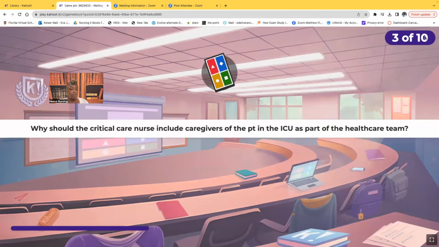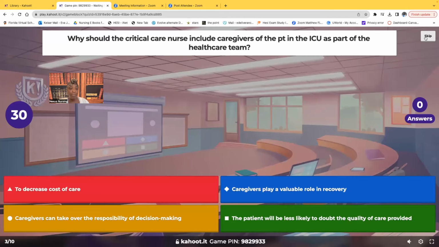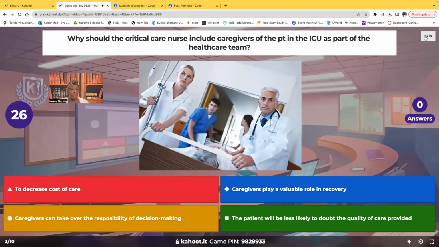Why should the critical care nurse include caregivers of the patient in the ICU as part of the healthcare team? Why would that be important? Is it to decrease the cost of care? Is it that caregivers play a valuable role in recovery? Is it that caregivers can take over the responsibility of decision making? Or is it that the patient will be less likely to doubt the quality of care provided? Why is it important to include the caregiver as part of the healthcare team in the ICU?